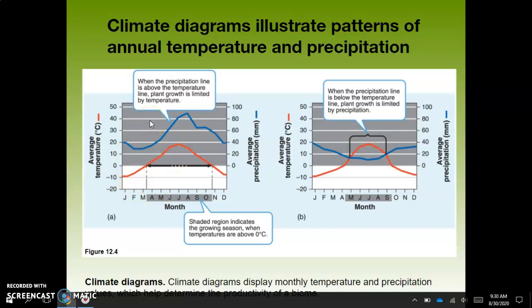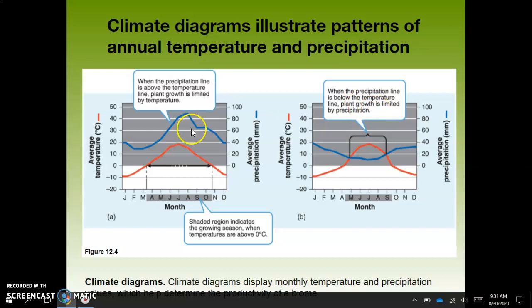When the precipitation line is above the temperature line, plant growth is limited by the temperature. If we've got ample precipitation, obviously plants have enough water, one of the components of photosynthesis, so they can grow. But if the precipitation line is above temperature, that's our indication that plant growth is actually limited by the temperature, because that's really determining what kind of plant growth we're getting. On the other hand, when the precipitation line is below the temperature line, plant growth is going to be limited by the precipitation.